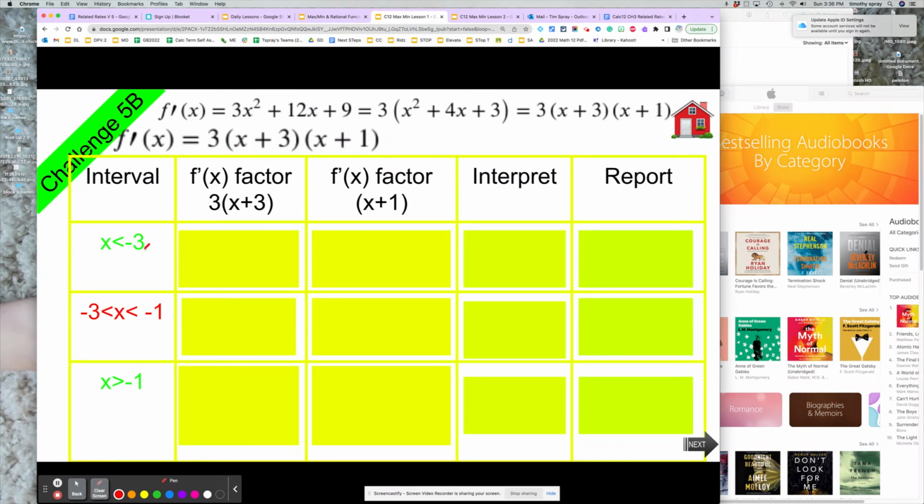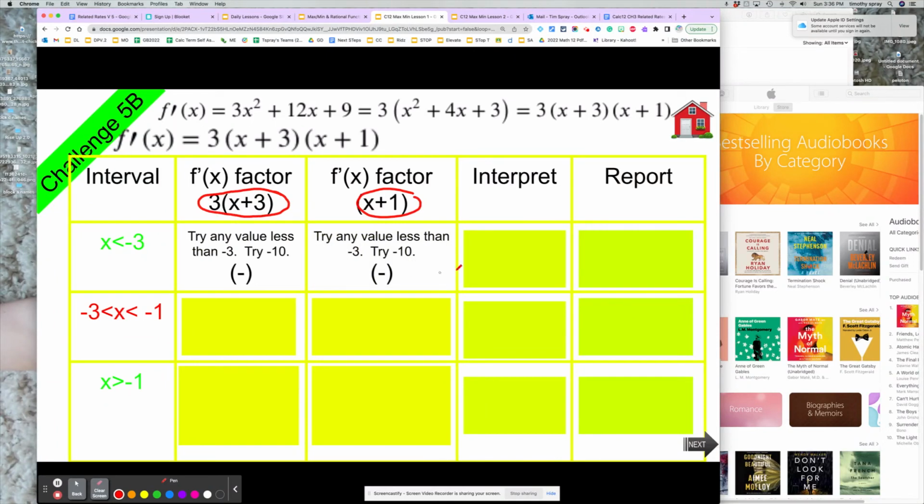So let's choose a number that makes sense, a number that's less than -3. I'm going to choose -10. So if I put -10 in there, that whole thing will end up being negative, and so will this one. So I'm going to have a negative times a negative. And a negative times a negative is a positive, and if the first derivative is positive, then it's increasing.